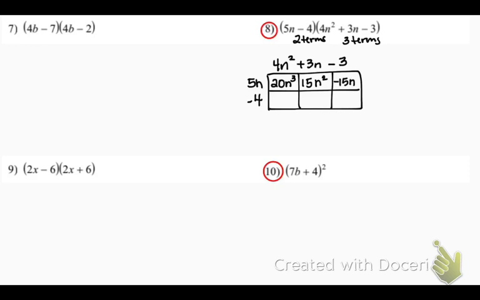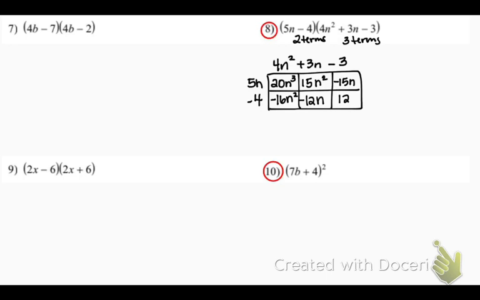So I have negative 15n. Now, if we go down to our second row, I have 4n squared times negative 4. Well, I have 2 coefficient terms, so negative 4 times 4 is negative 16. And then I'm left with an n squared. Down the middle, 3n and negative 4. 3 times negative 4 is negative 12, and I'm left with an n. And then finally, negative 3 and negative 4 is going to give me a positive 12, because a negative times a negative is a positive.